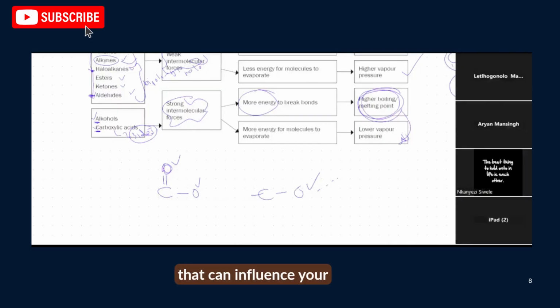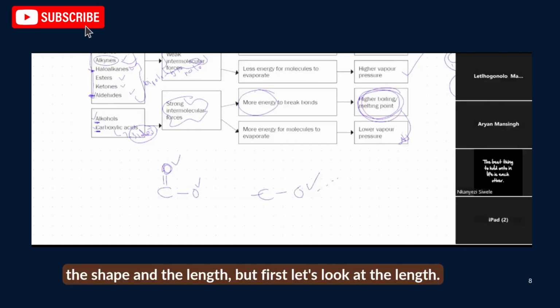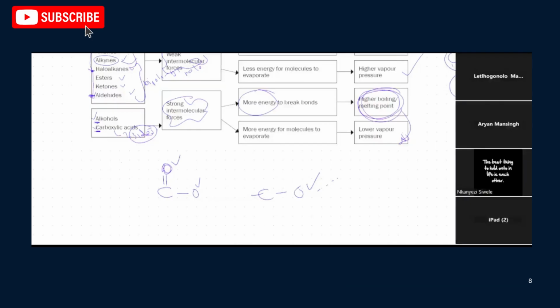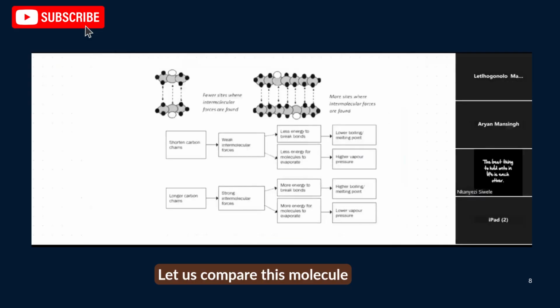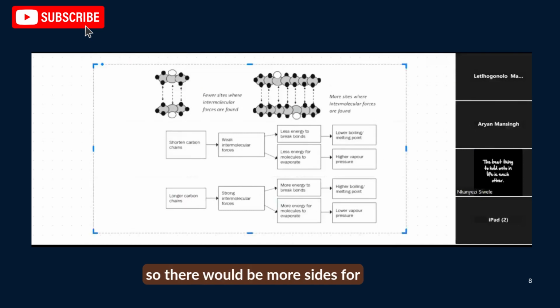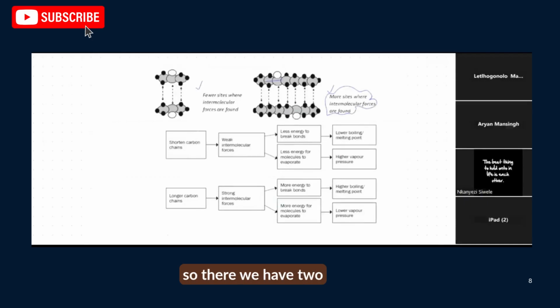Now, the next thing that can influence your property is the shape, or actually the length. Let's put it this way, the shape and the length. But first, let's look at the length. The length of your chain. Let us compare this molecule to that molecule. This one here has a longer length, so there would be more sites for intermolecular forces to be found. Where this one is a bit shorter, so we have fewer sites where intermolecular forces are found.